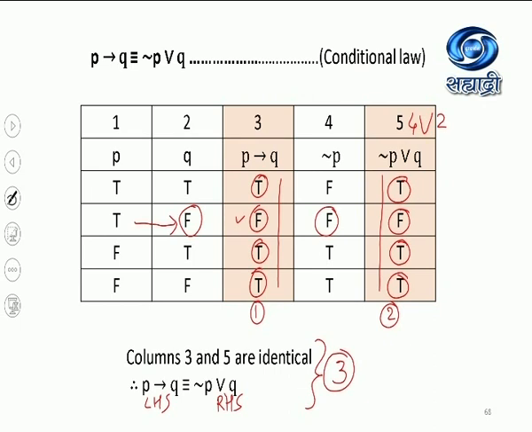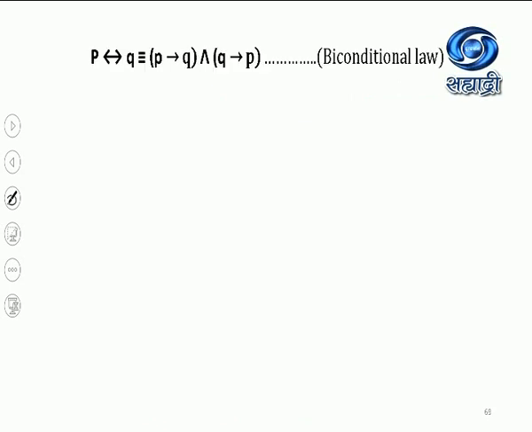So the steps that I have written on the slide are very, very important and mandatory. Do not skip them at all in any case. Let's go to prove the second equivalence, that is by conditional law, P if and only if Q is equivalent to P implies Q and Q implies P.